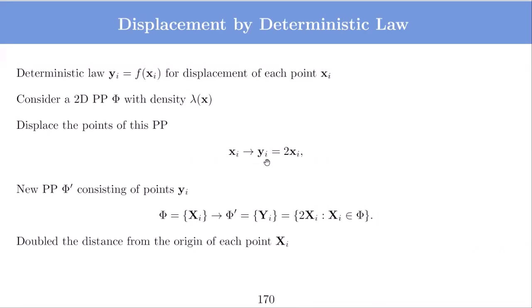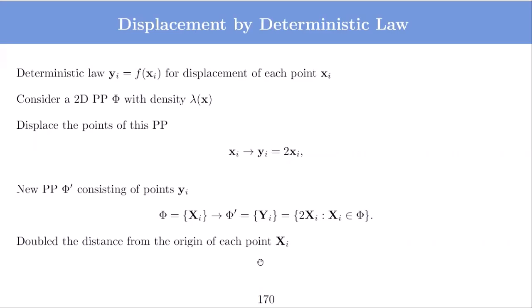After displacement, you take each point and displace it to 2xi, and then you collect these points back, and from those you get the new point process phi dash. So if phi is made from xi, the point process made from 2xi, which are known as yi's, is phi dash. Basically, in short, I have doubled the distance from the origin for each point xi. But the one-to-one correspondence is still maintained.